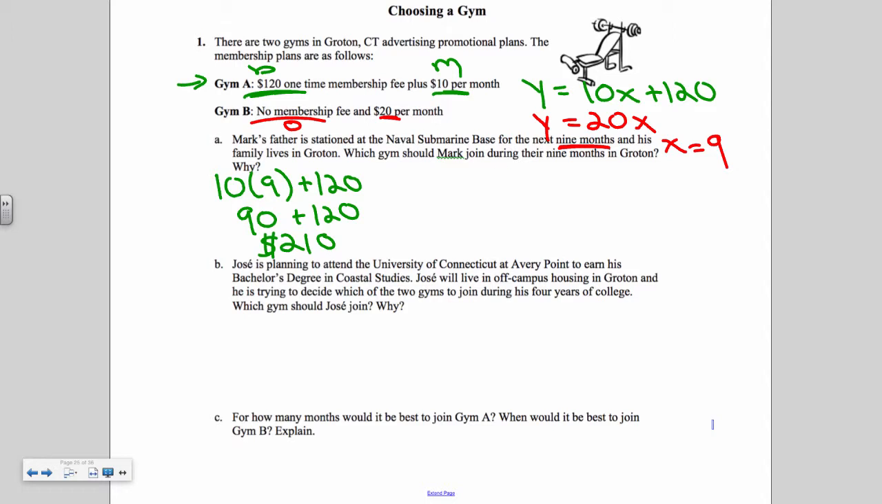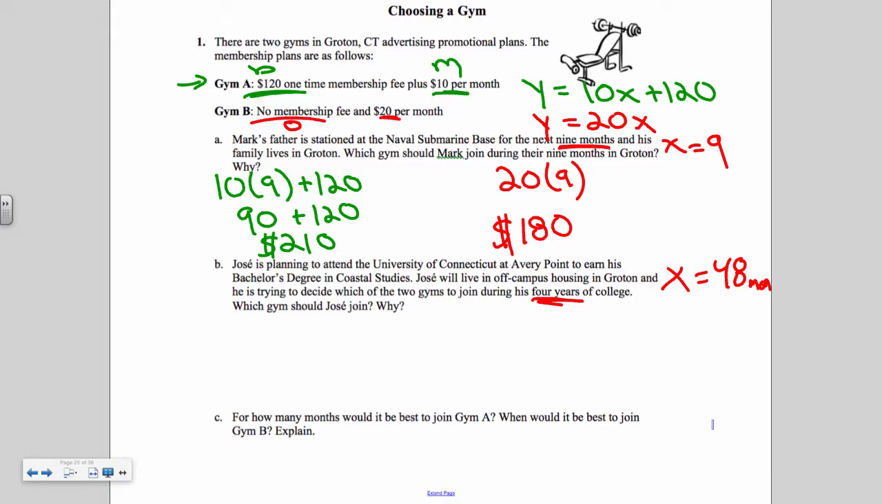While for Gym B, I would just pay $20 for each of those 9 months, which would be $180. So Gym B is better because I'm paying less money for it. But now we look at a different situation where Jose is planning to go to college for 4 years, which means x in this case is 48 months.